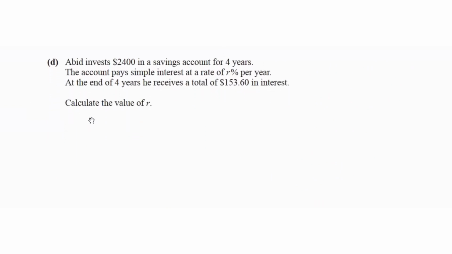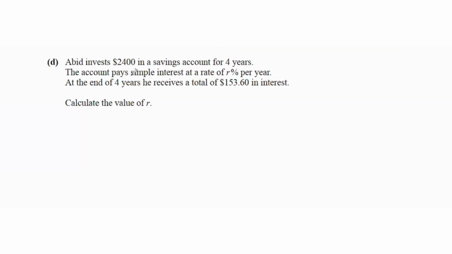And the next question says, Abid invests $2,400 in a savings account for 4 years. The account pays simple interest at a rate of R% per year. At the end of 4 years, he receives a total of $153.60 in interest. Calculate the value of R.